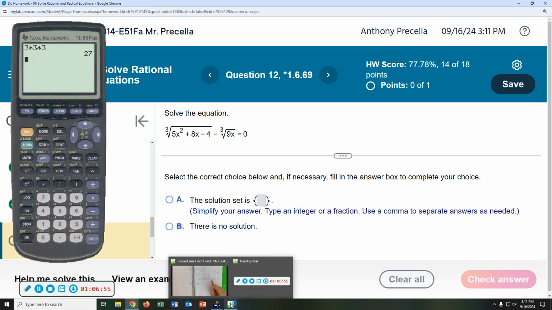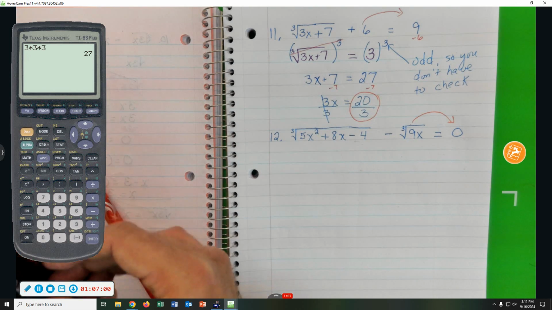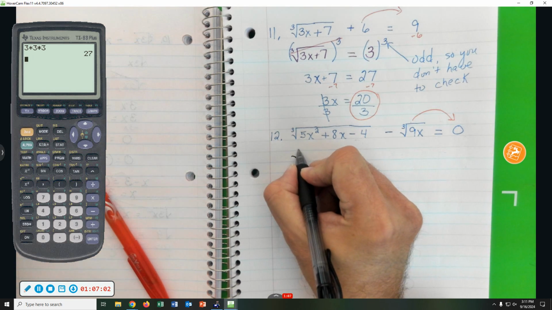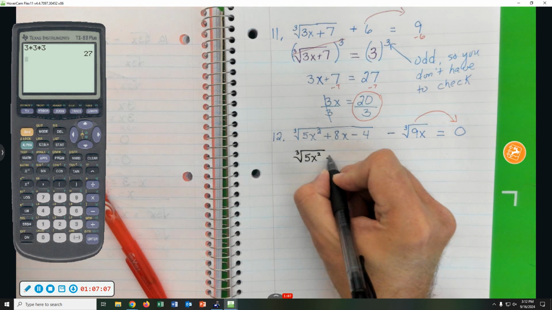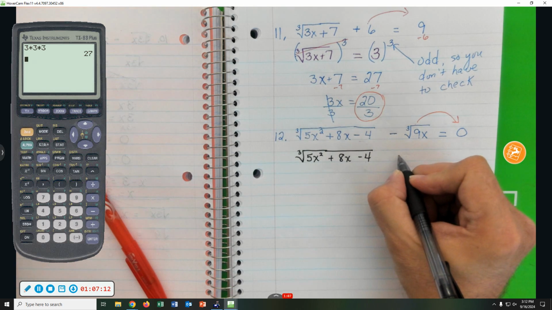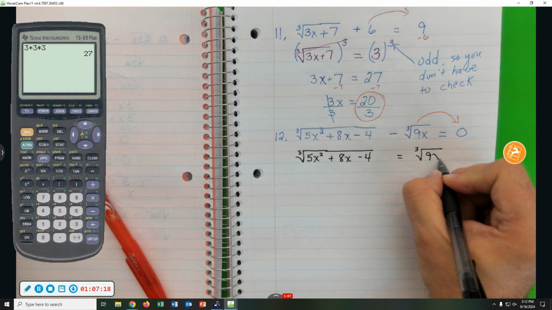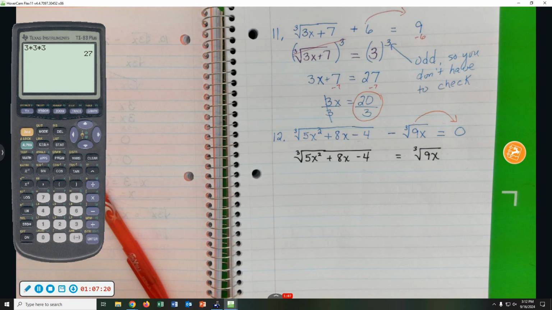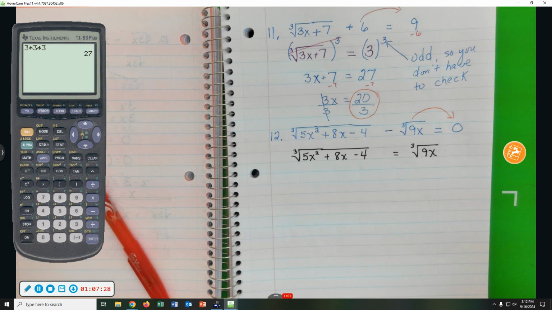Okay, wait a minute. Let me switch over. So I'm moving this one over, and we have the cube root of 5x squared plus 8x minus 4 equals the cube root of 9x. Now, we've isolated both of the radical terms. Great. What am I going to raise both sides to?